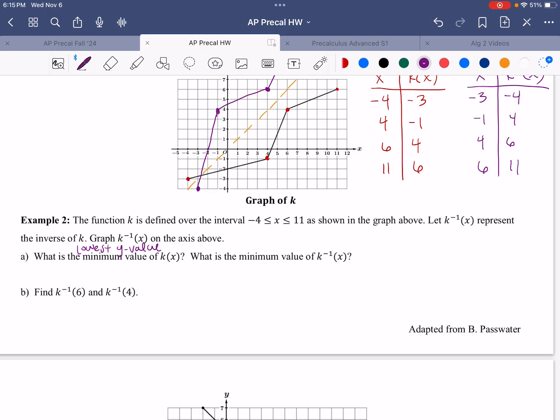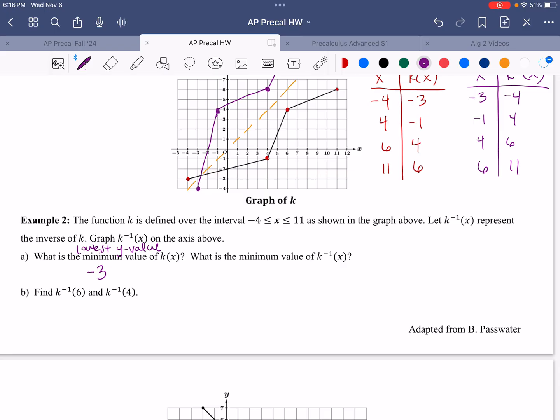Which would be -4. And then it asks the minimum value of the inverse. So if, oh, hang on, I just realized I answered it for the inverse. Undo. My apologies. So the minimum value, I was looking at the wrong function, of the original graph, it only goes to -3. That would be its smallest y value.